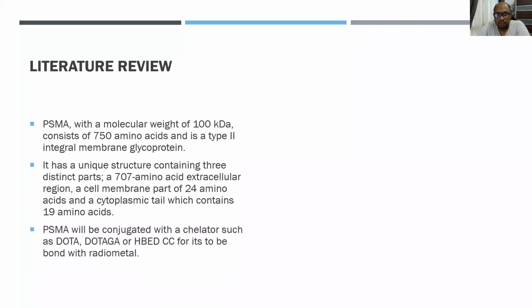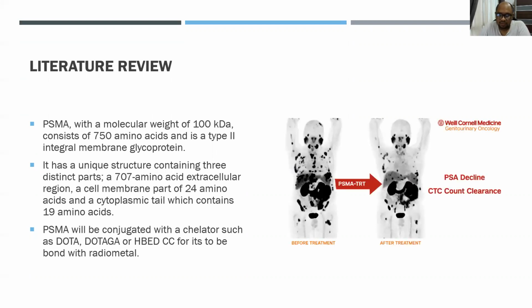This antigen has been used to diagnose prostate cancer, and if the patient is suitable, we will use the mentioned radionuclide, which is lutetium-177, to be labeled with the PSMA for a treatment called targeted radionuclide therapy. The effectiveness of this treatment is shown in these figures.